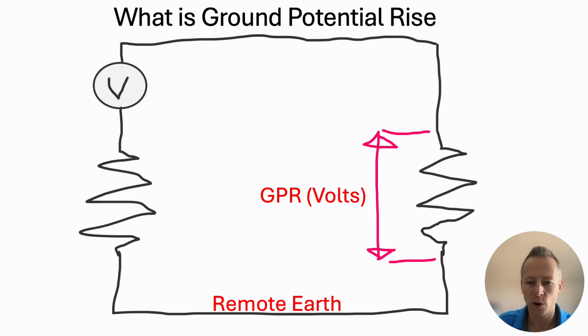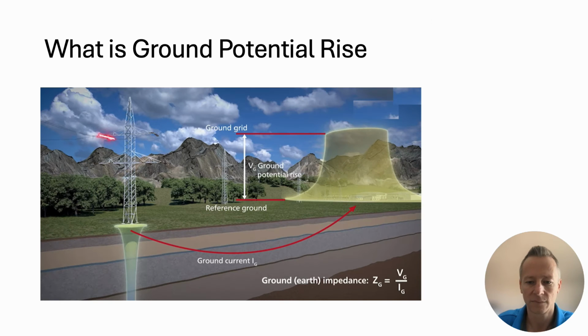And if you're standing somewhere on some dirt that's not connected to the grid, you'll be at some indeterminate potential in between the GPR. And that's what we'll talk about more. Here's just another visual depiction of this phenomenon happening.